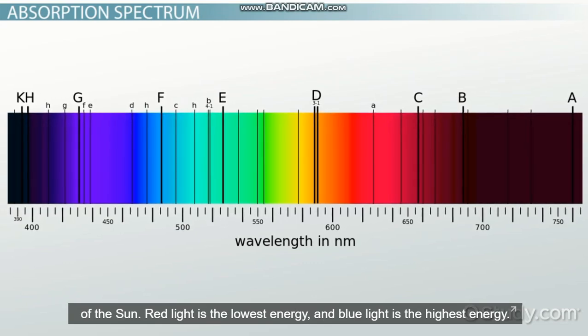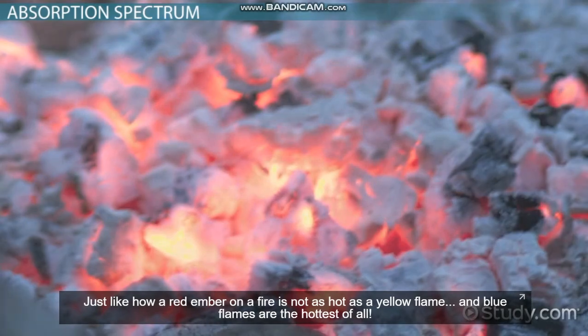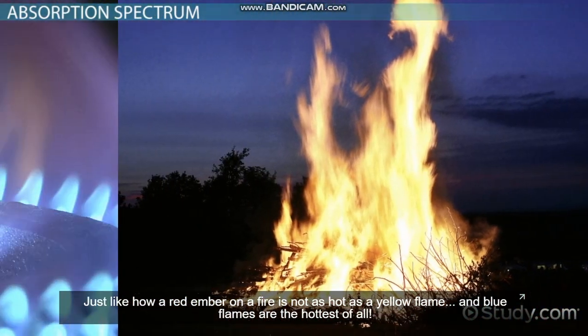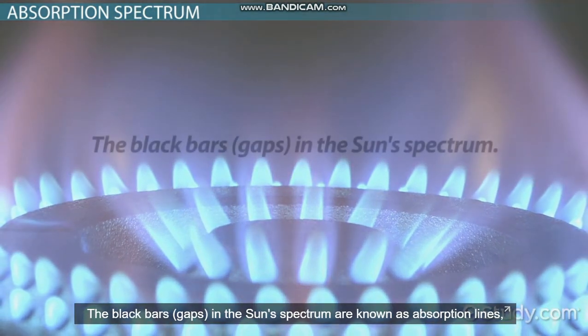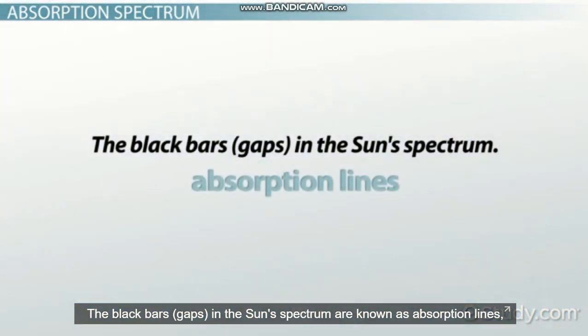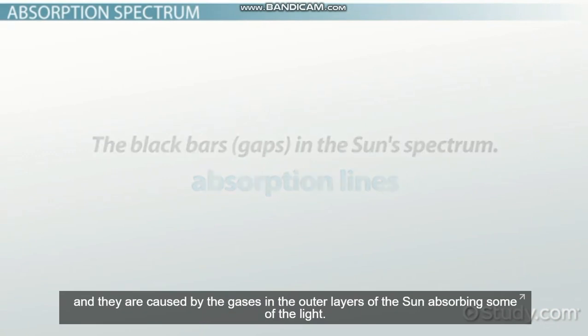Red light is the lowest energy and blue light is the highest energy. Just like how a red ember on a fire is not as hot as a yellow flame, and blue flames are the hottest of all. The black bars, the gaps in the sun's spectrum, are known as absorption lines, and they're caused by the gases in the outer layers of the sun absorbing some of the light.